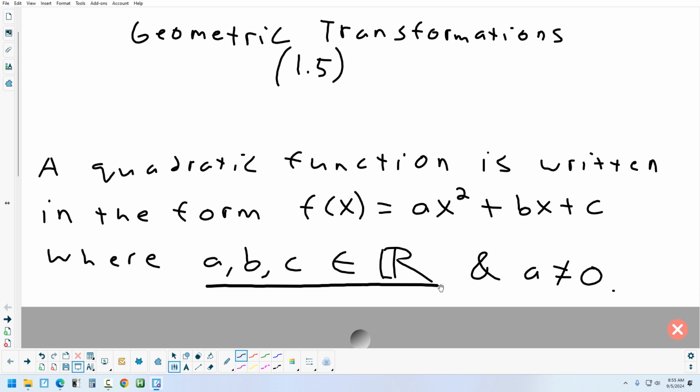Yeah, Jack? It would make it linear. If a was 0, it would effectively wipe out the quadratic term. Now you have bx plus c. That's a linear equation. Okay. So other than a equaling 0, a can be anything other than that, and b and c can be any real number. B and c could be 0, that's fine, but not a.